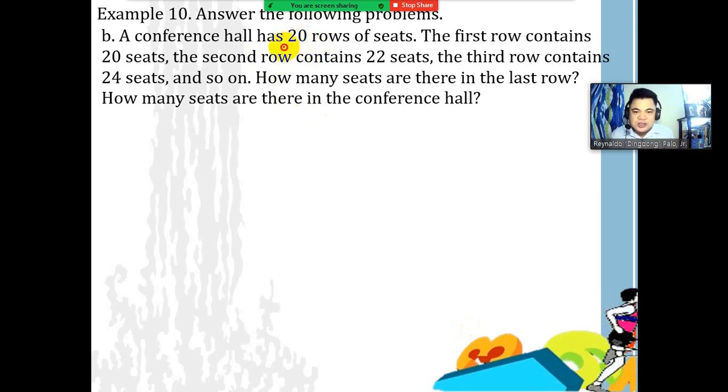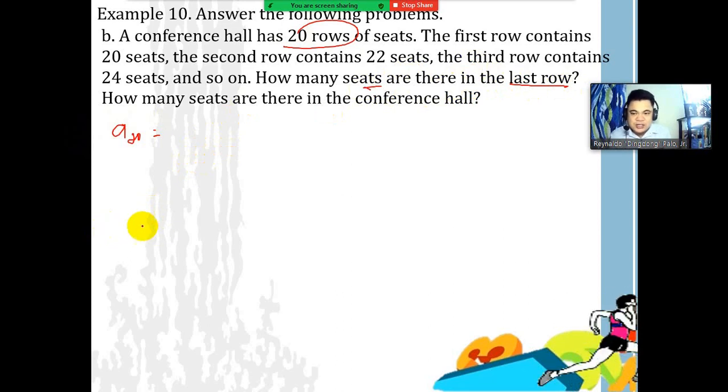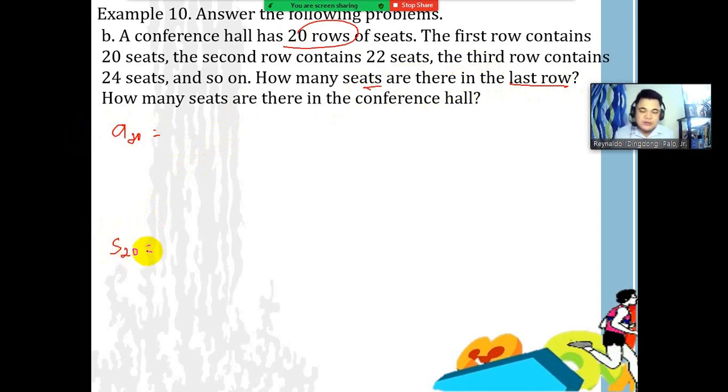Okay, so since there are 20 rows, in the first question we have to find a sub 20, because the question is how many seats are there in the last row. And the second question is how many seats are there in the conference hall. So therefore, we need to add all the chairs in the conference hall. So we need to solve for S sub 20. In this case, we are hitting two birds with one stone, because we need to solve for the nth term and also for the sum of the seats.